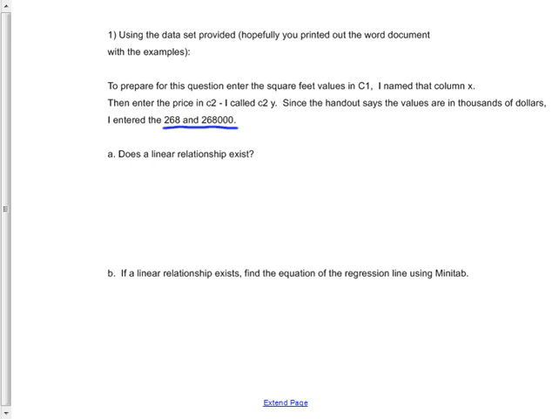So here's the process. In Minitab, we want to go to Stat, Basic Stats, Correlation, and have Minitab calculate the correlation coefficient. Alright, so when I do this, I'm getting r equals 0.929. That's a pretty high correlation coefficient.